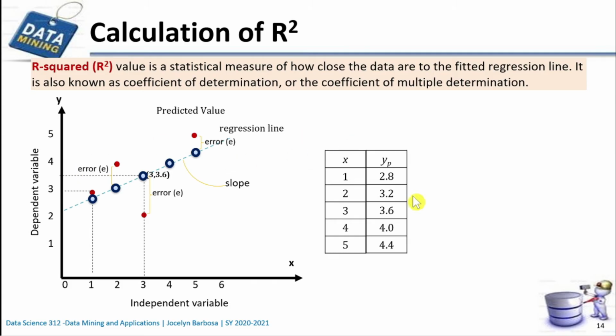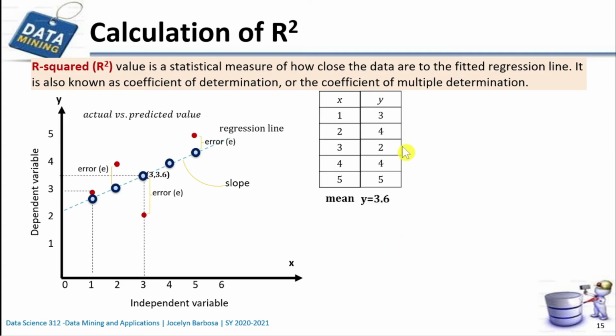So to do that, we substitute here the values of the predicted y and the actual values of y. First we get the mean value of y, that is 3.6, or y prime. Looking at the actual versus the predicted value, we use this formula: R squared is equal to the summation of the predicted value y minus y prime, squared, over the summation of y minus the mean y, or y prime, squared.